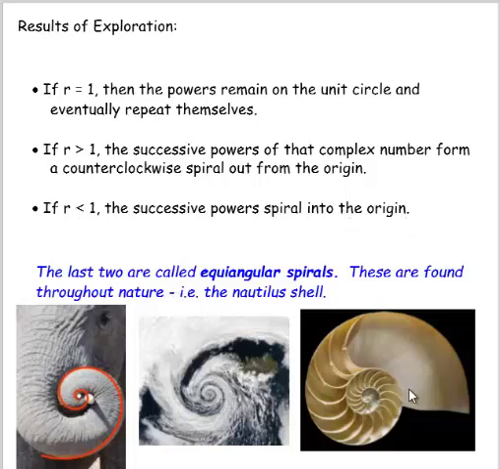And so then here's just some pictures of where we see these spirals in nature. This one is an elephant with his trunk wrapped around his tusk, which creates a spiral in. You have a hurricane, which spirals. The nautilus shell, which also spirals. So just some examples where we see these spirals in nature that are related to these complex numbers.